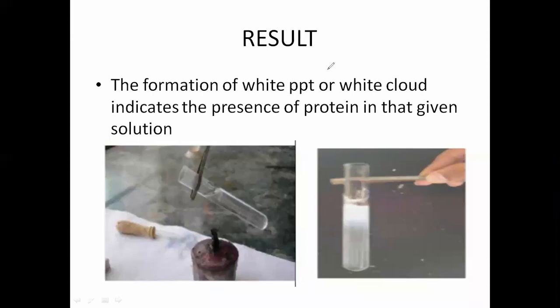After doing the practical, you will see this type of white cloudy appearance in your test tube. That means if your test tube contains protein, after addition of heat and acetic acid, you will see a white coloration in your test tube. That means your sample contains what? Protein. This is the heat and acetic acid test.